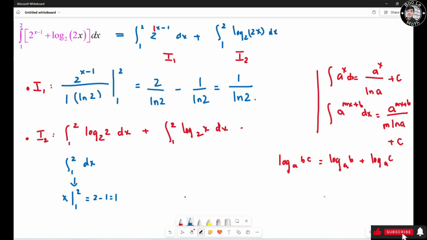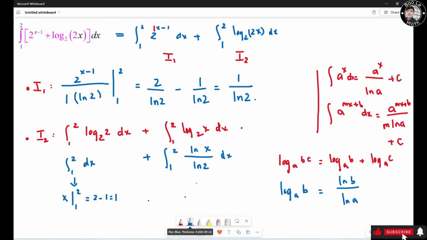Now for this one right here, I need to apply the formula log base A of B equals natural log of B over natural log of A, right? So this guy turns out to be plus the integral from 1 to 2 of natural log of s over natural log of 2 ds, right? So I can bring natural log of 2 to the front, so it's going to be plus 1 over natural log of 2 times the integral from 1 to 2 of natural log of s ds, right?